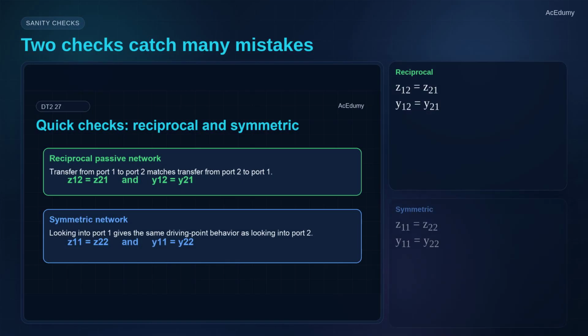Two quick checks help catch mistakes. For a reciprocal passive network, the transfer parameters match. Z12 equals Z21 and Y12 equals Y21. For a symmetric network, the two driving point parameters match. Z11 equals Z22 and Y11 equals Y22.